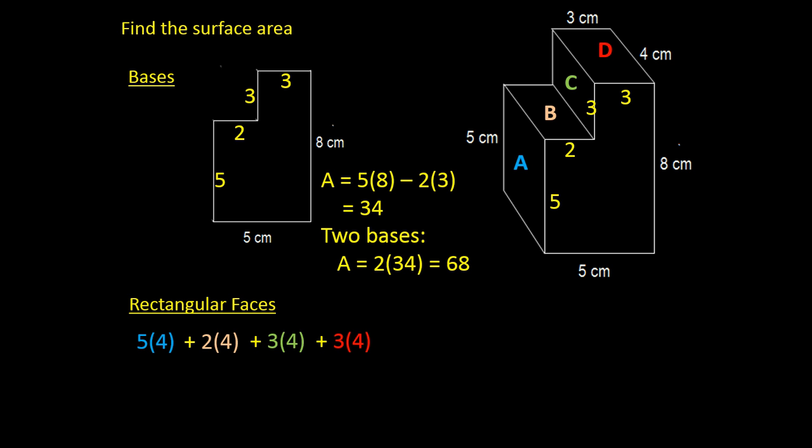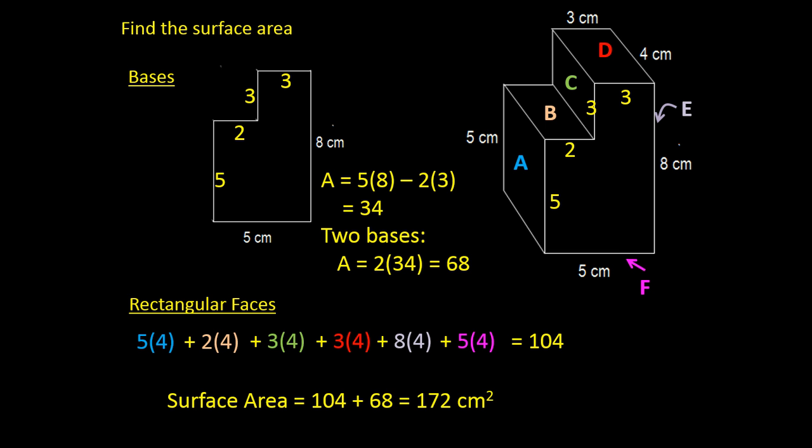Now there's two more faces that we can't see in the picture. One of them is kind of the back side of the figure, and it measures 8 by 4. And then there's a bottom that we're not seeing that measures 5 by 4. So that's the total area of all those rectangular faces. Now remember, we have to add to that the area of those two bases that we already found. So 104 plus 68 would be 172 square centimeters.